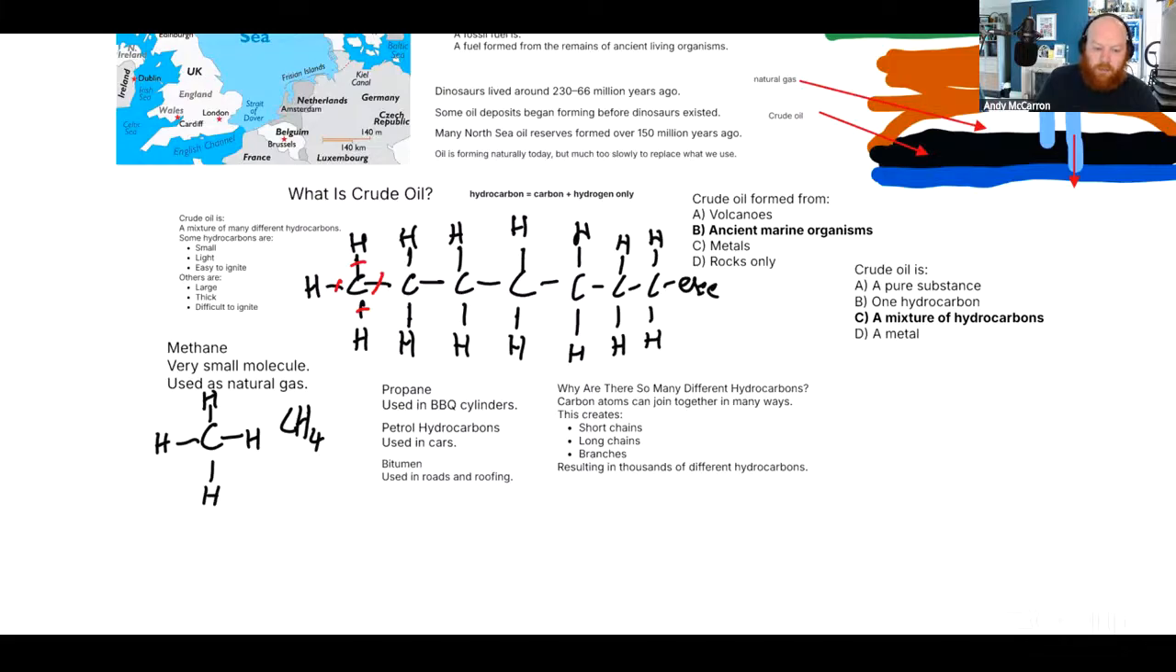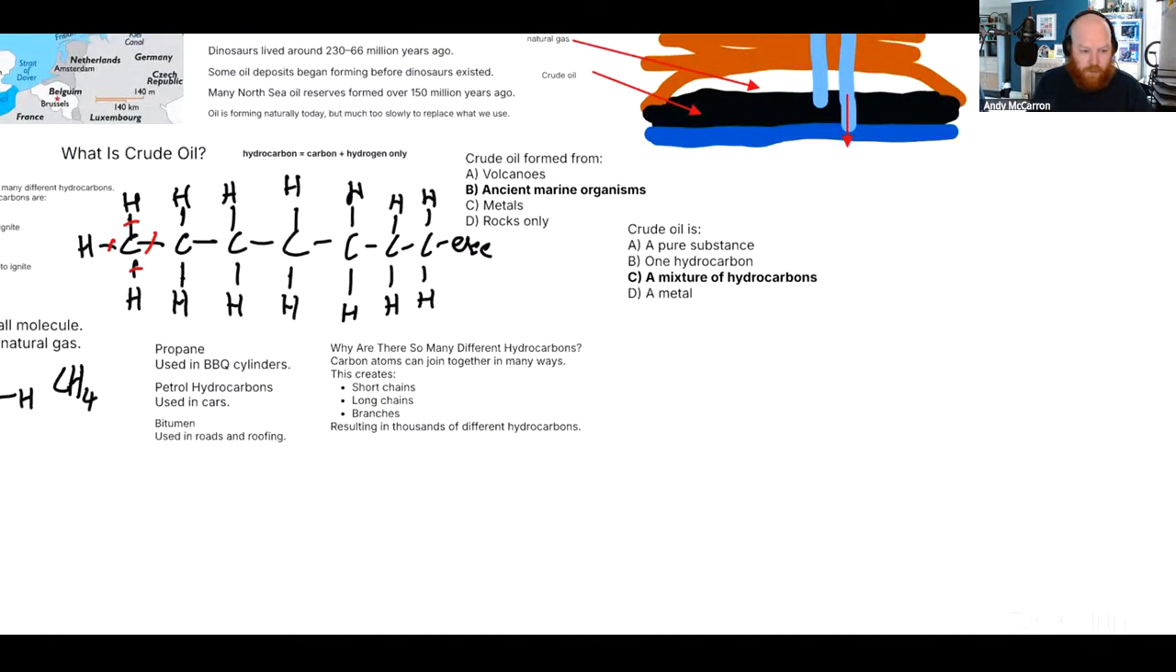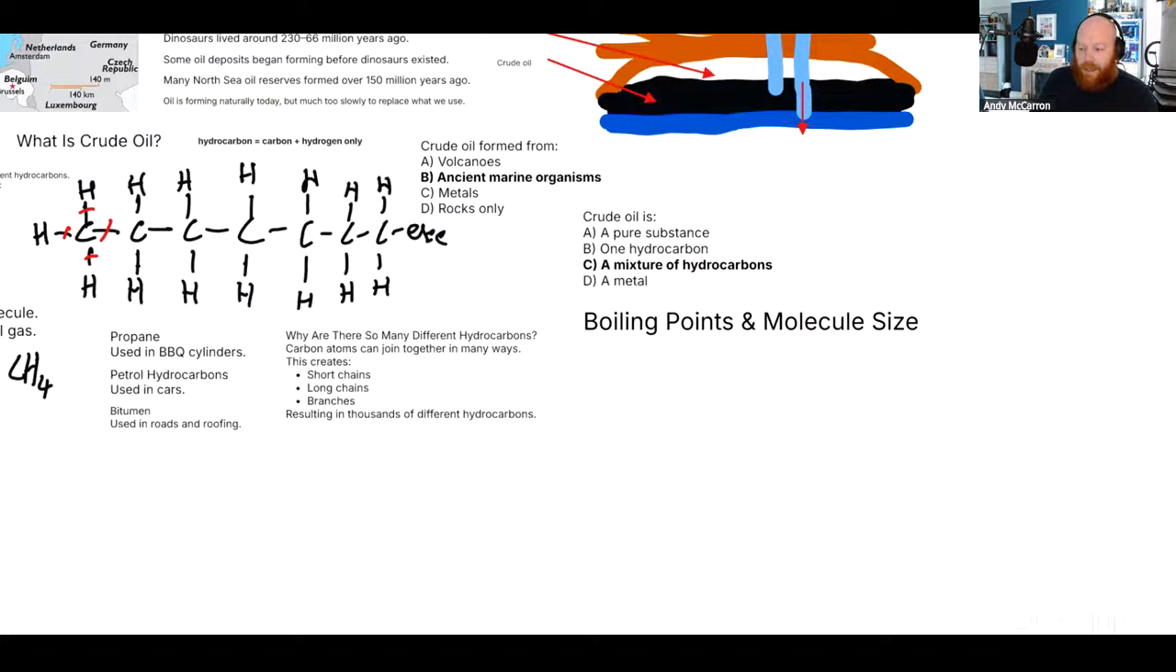We use a separating technique based on their boiling points and their molecule sizes. Because each hydrocarbon has a different length chain, we end up with a boiling point that differs, even though all of them are only made up of hydrogen and carbon. The longer the chain gets, the more bonds we have, so we end up with a higher and higher boiling point because it takes more and more energy to break all of those bonds.